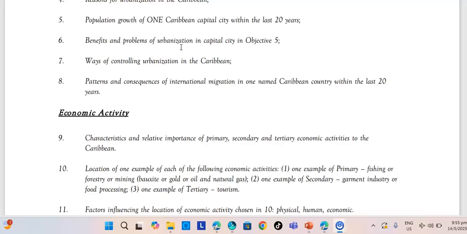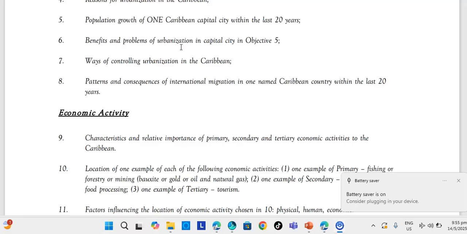Another benefit of urbanization is better access to services. Example, schools, hospitals, banks, and shops. So when you live in the rural area, the country area, most of the major hospitals, the universities, the shops, the banks, they are in the town area, which is the urban area. All right, so you have better access to services when you move to an urban area.